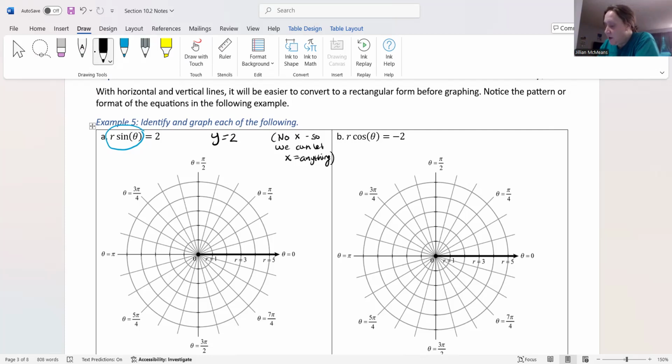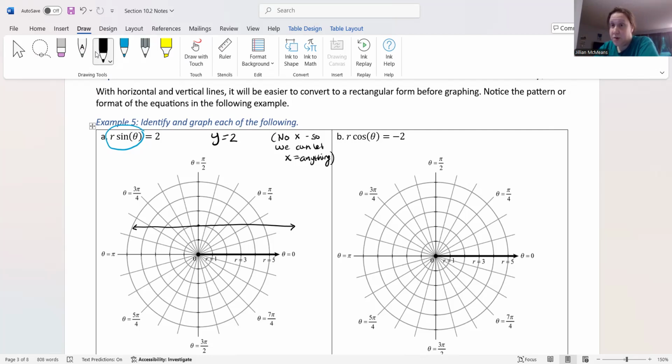Well, what this is going to give us is we're going to go 2 units from the pole in the positive vertical direction. And we have our horizontal line. So we're running in the direction of the x-axis, what would be our x-axis if we were in the rectangular system, but we're not going to touch it. Okay, so this is the equation r times sine theta equals 2.